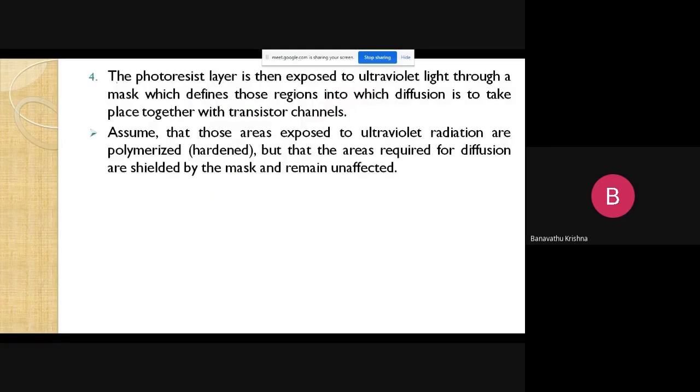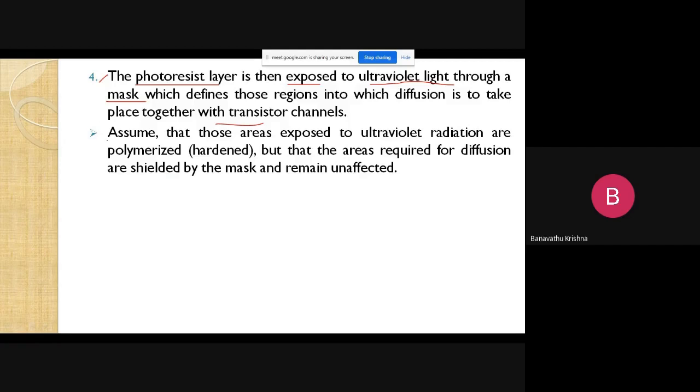And the fourth point is that the photoresist layer is then exposed to ultraviolet light through a suitable mask, which defines those regions into which diffusion takes place together with the transistor channel. So after covering the entire surface with the photoresist layer, that layer will be exposed to ultraviolet light through a suitable mask. Where we need to form the source and drain or the transistor channel, in that area we need to maintain the shielded mask.